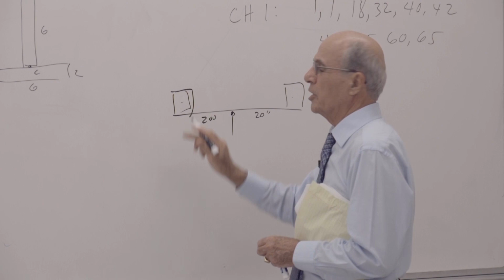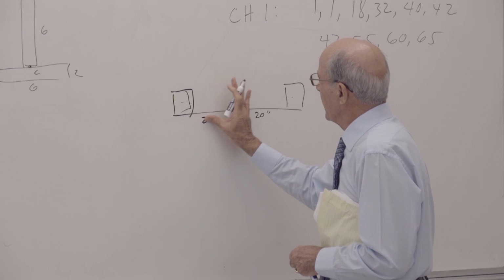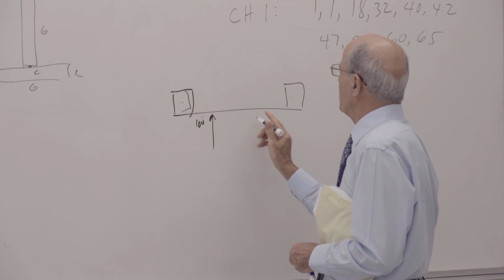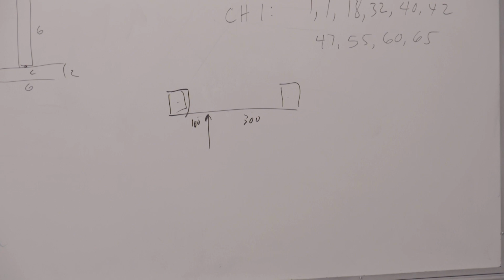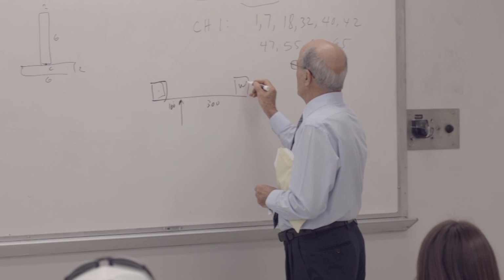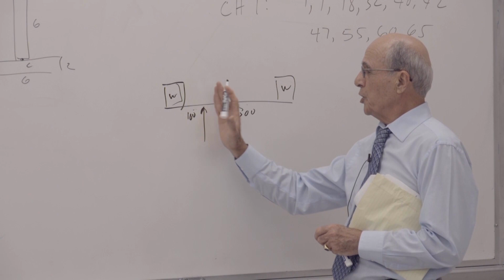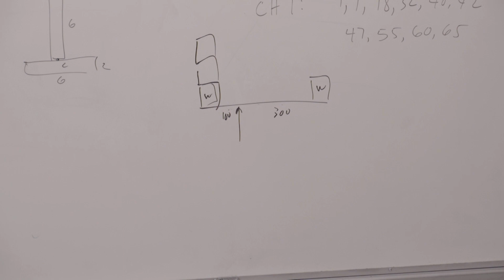However, if I want to move that to this area, as a centroid, and this becomes 100, and this becomes 300, is this the centroid? But look, the area on the left and the area on the right are equal. So what is not equal? Why is it not the centroid? Because of the moment. Everybody see that? This moment, W times 300, is much larger than W times 100. In order for this to be the centroid, I need to put another 3W there. Is that correct? Now is that the centroid?